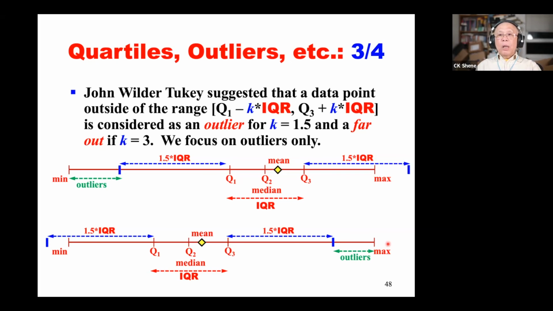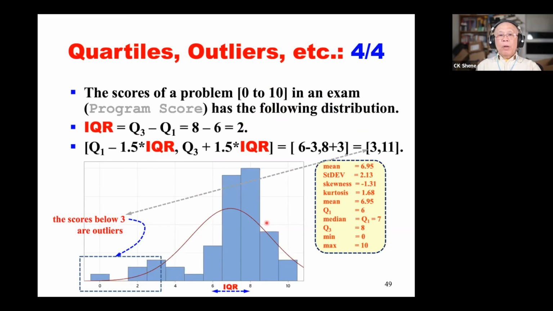Normally, we study why we have these outliers. If that is actually a measurement error, we ignore them. And if you can determine the reasons for getting this outlier, study it and make your decision. Example again, program score.